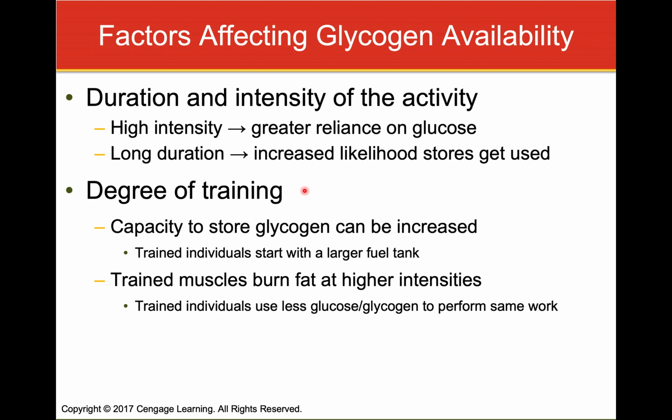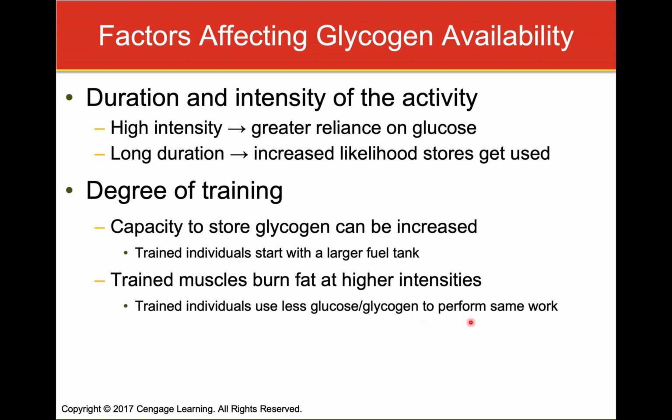Glycogen availability is also impacted by our degree of training. So the capacity to store glycogen can be increased. And this means that trained individuals or people who are physically fit are going to start with a larger fuel tank. They're going to have more glycogen on board to support their activity. People who are trained are also going to burn fat at higher intensities. So they're going to use less glucose and less glycogen to perform the same work.